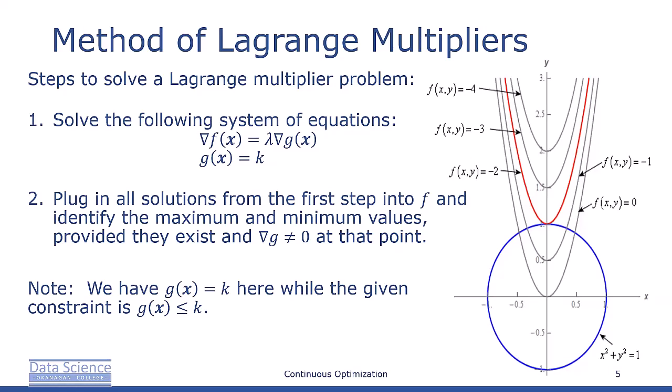We should also note here that while the given constraint is going to be g of x less or equal to k, we solve for g of x equals k because, as you can see on the picture, as we move the parabola up and up and up, we end up with a parabola that'll be tangent or equal to g of x for our optimal solution.